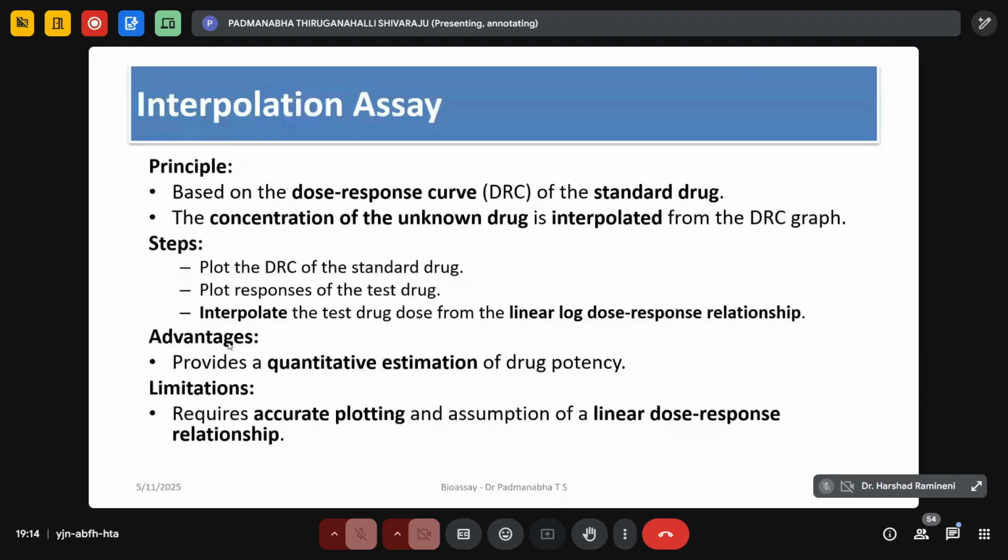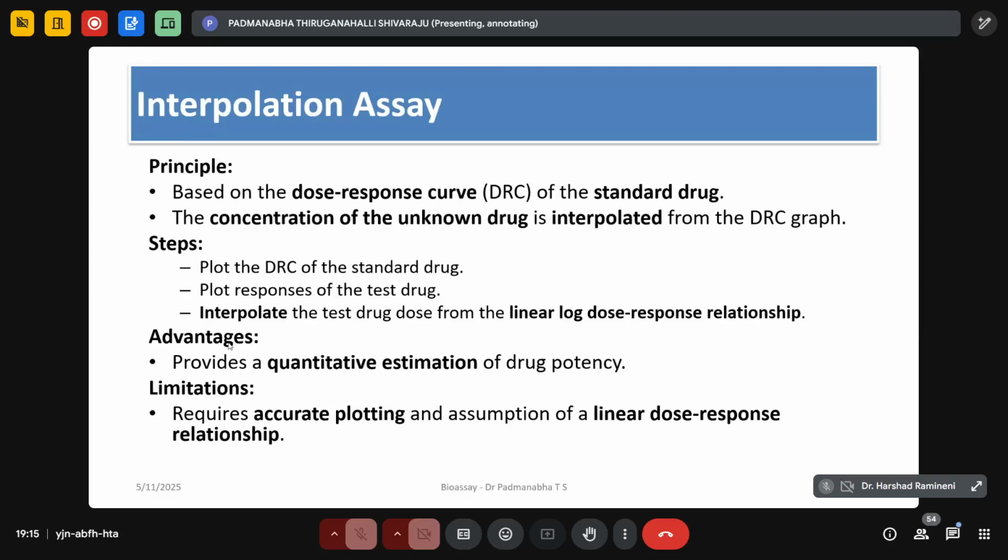Coming to the interpolation assay, basically the dose response curve of the standard drug is prepared, and the concentration of the unknown drug is read from it. Again, the graphical representation comes into place, where it will be interpolated on the dose response curve graph. Again, we need to quantify and extrapolate. So again, the log dose linear response relationship will be calculated. Again, it takes a longer time.